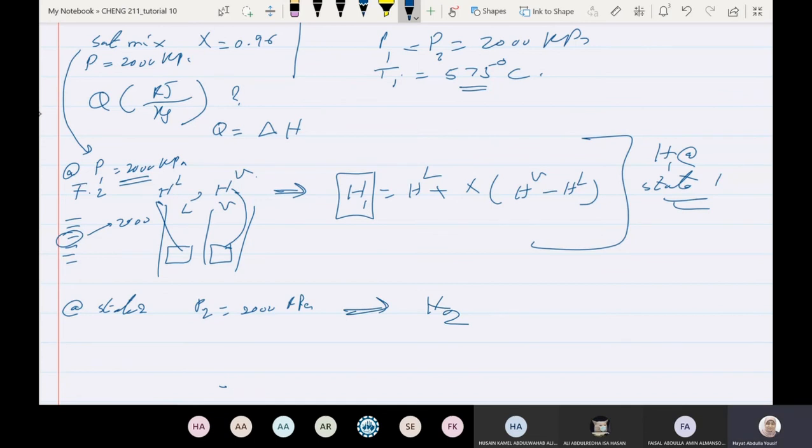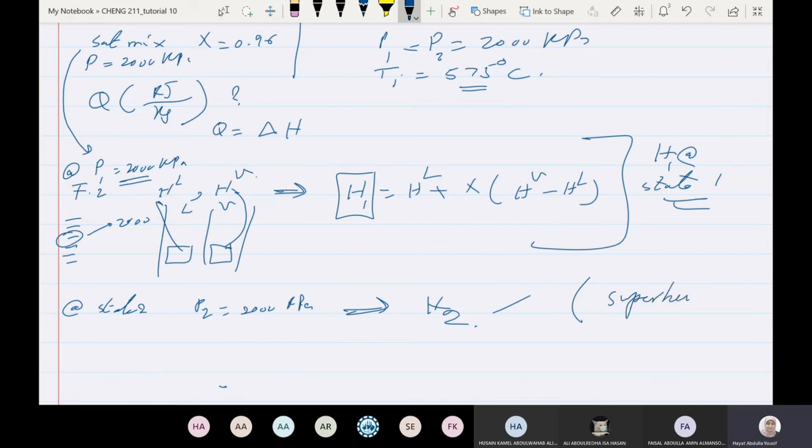Okay, so then the idea is simply Q is going to be equal to. Let me just double check the states, just to make sure that you will not get struggled. Okay, good. So actually here you will find it as superheated.